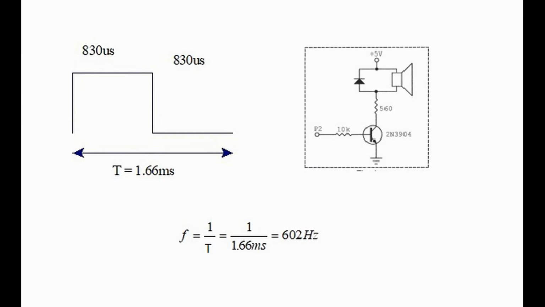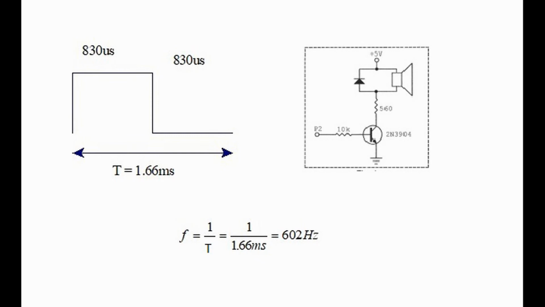We have created a square wave of 830 microseconds high, 830 microseconds low. This gives us a period of 1.66 milliseconds. To calculate the frequency, we say 1 over the time is equal to 1 over 1.66 milliseconds, which equals 602 hertz. So we have created a frequency of 602 hertz. This is much higher than we did before. It's because the eye cannot see very high frequency, but the ear can hear higher frequencies.